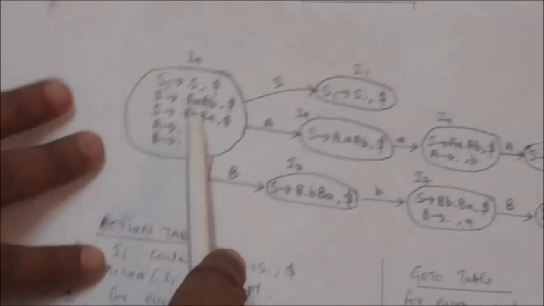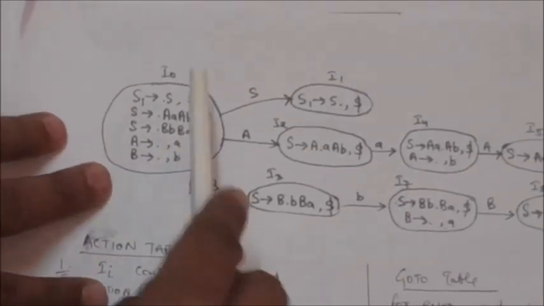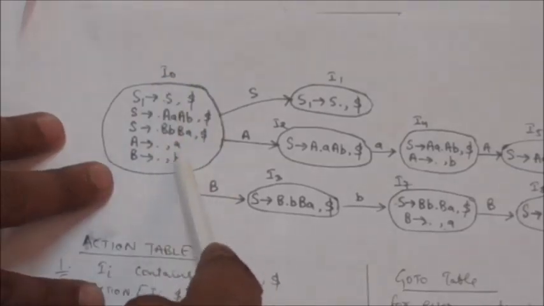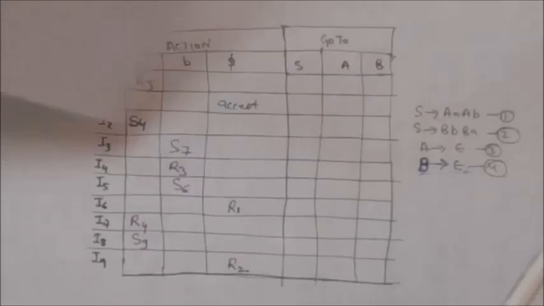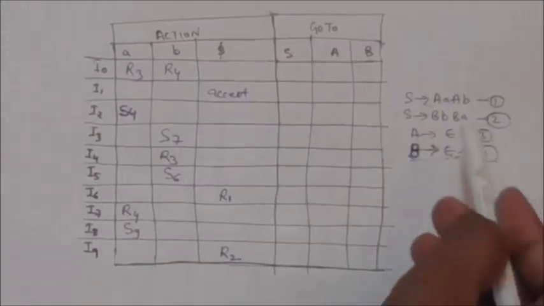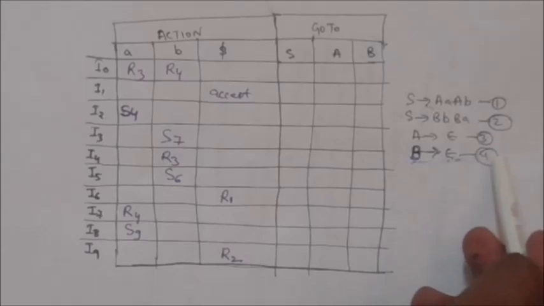Now see this another item in I0, B derives dot, its look ahead symbol is B. So in the action table at the row labeled by I0, column labeled by B, I'll write R4 because this item B derives dot corresponds to this production rule B derives empty, which is the production rule number 4.